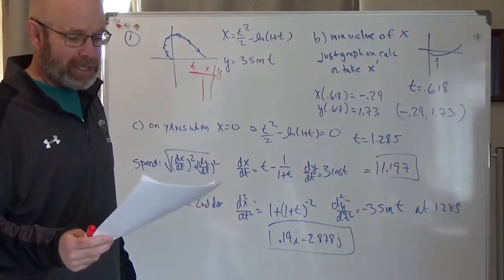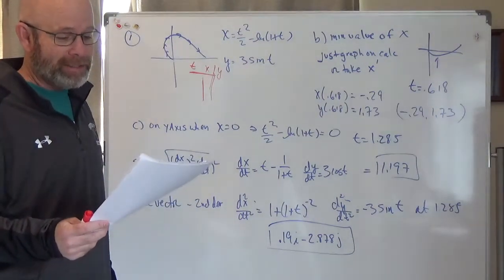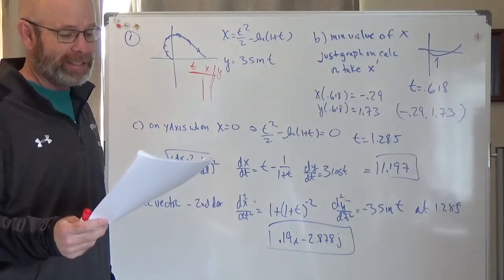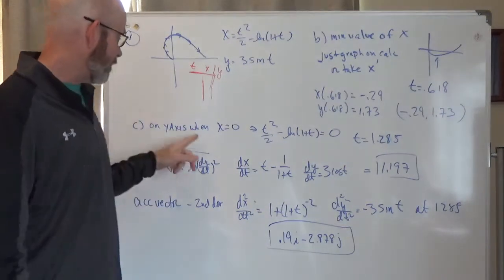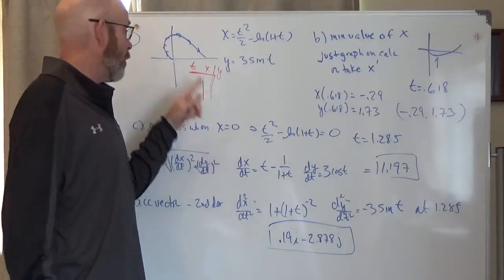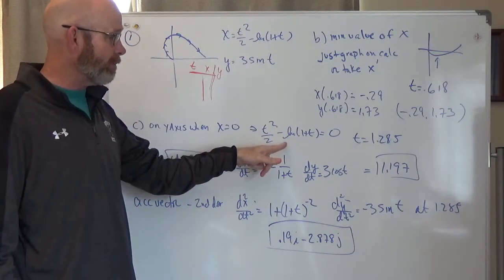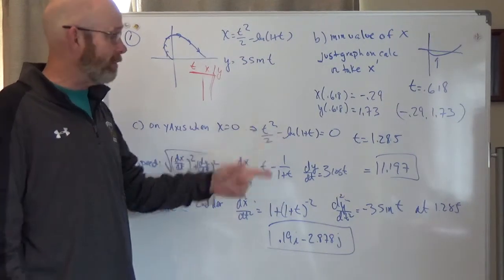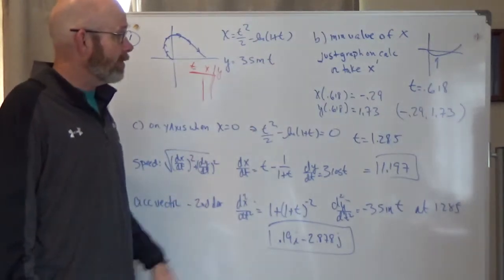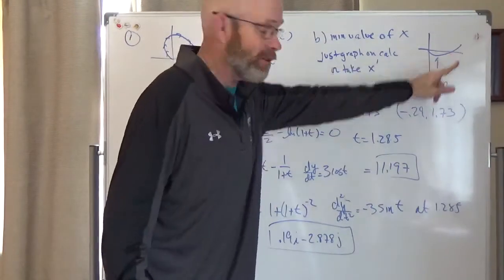The third part of that question is when is it on the y-axis, and find the speed and acceleration at that time. It's on the y-axis when x is equal to 0, so you take the x and set it equal to 0. I just did this on my calculator again. There's my x again, so there's that 0 right there.